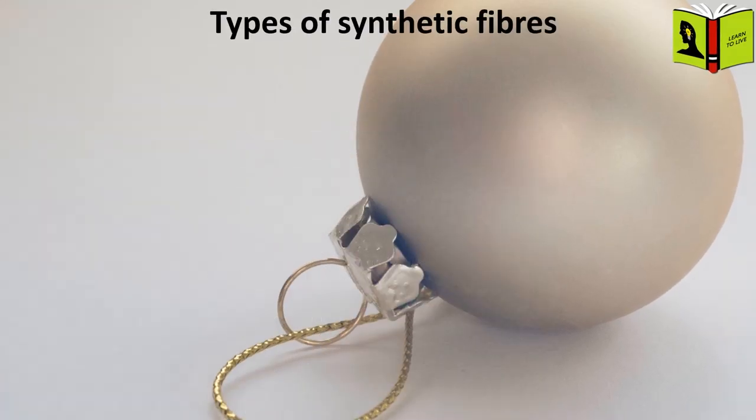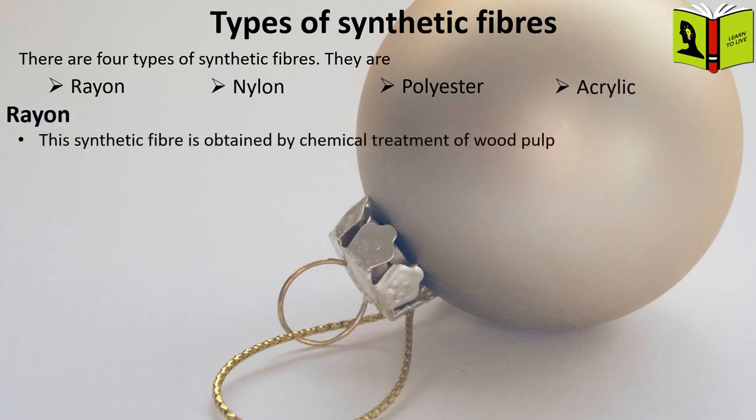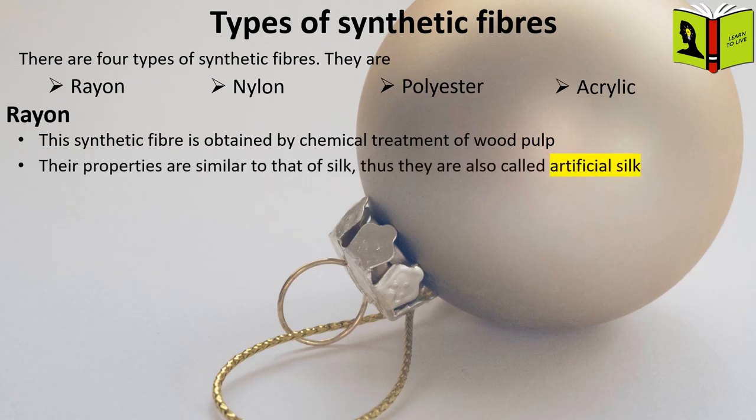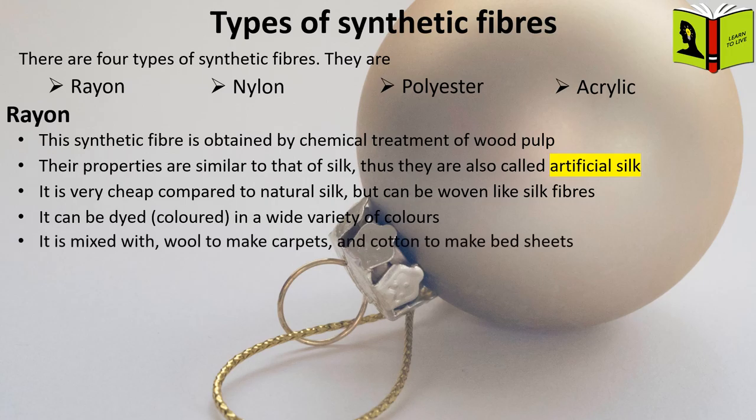Types of synthetic fibers. There are four types of synthetic fibers. They are rayon, nylon, polyester, and acrylic. Rayon. This synthetic fiber is obtained by chemical treatment of wood pulp. Its properties are similar to that of silk, thus it is also called artificial silk. It is very cheap compared to natural silk, but can be woven like silk fibers. It can be dyed in a wide variety of colors. It is mixed with wool to make carpets, and with cotton to make bed sheets.